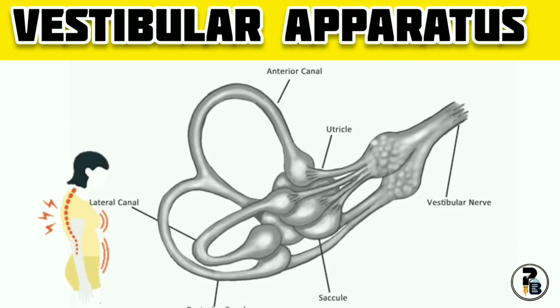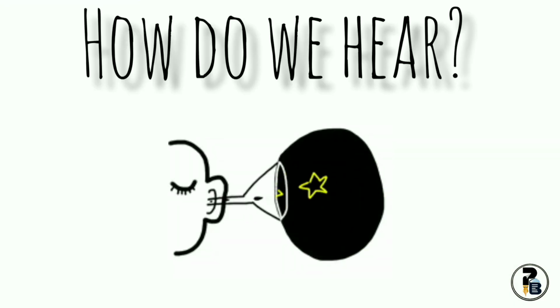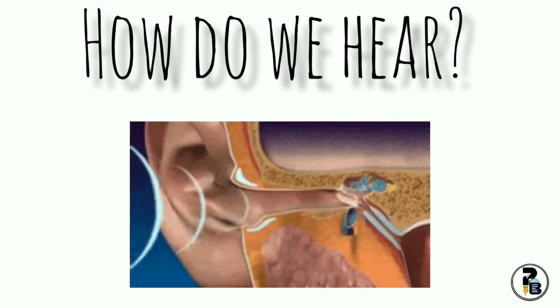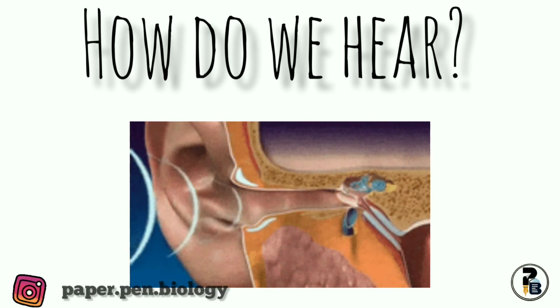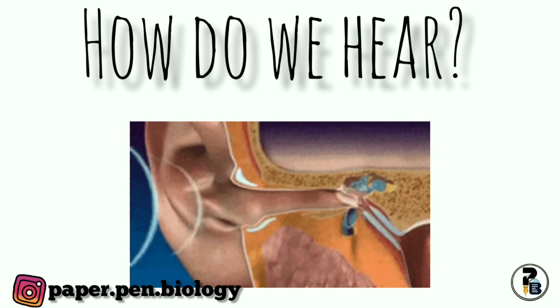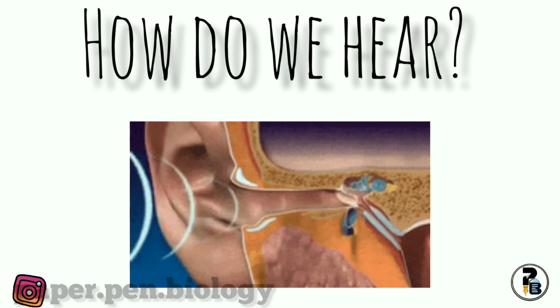Now the question is, how does the ear convert sound waves into neural impulses, which are sensed and processed by the brain, enabling us to recognize a sound? The external ear receives sound waves and directs them to the eardrum. The eardrum vibrates in response to the sound waves, and these vibrations are transmitted through the ear ossicles, which are malleus, incus, and stapes, to the oval window.